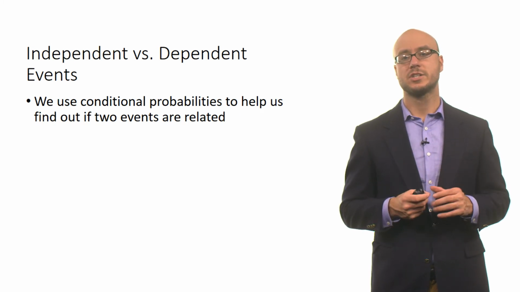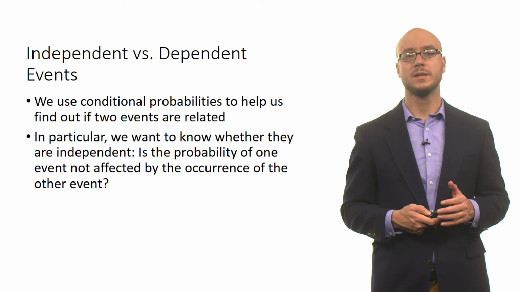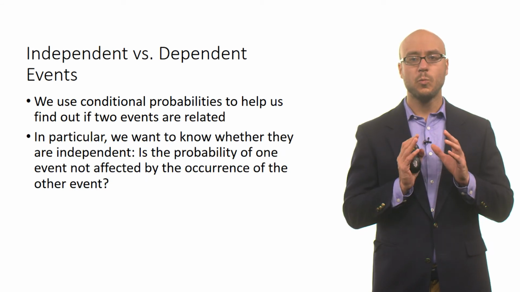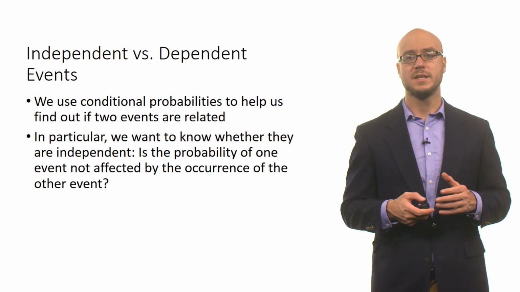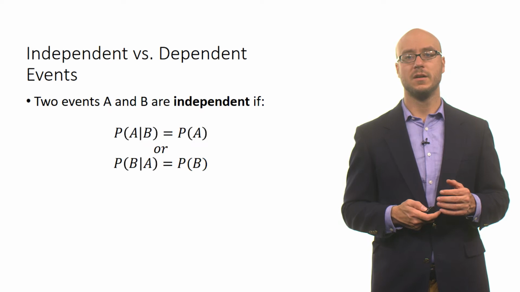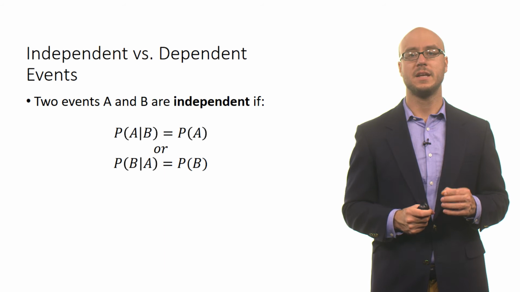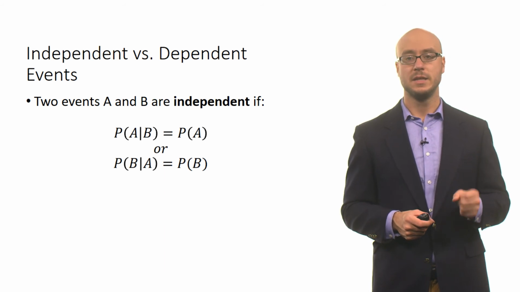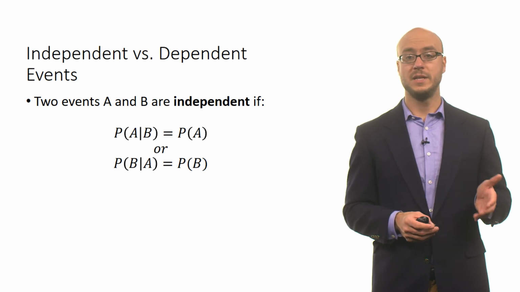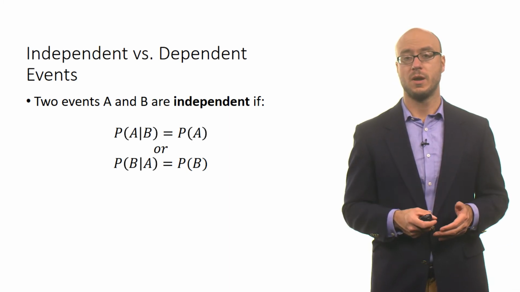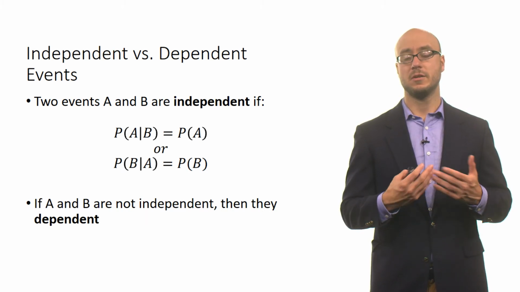This idea of conditional probabilities can help us understand if two events, A and B, are related. When you think this through, you can ask: is the probability of one event affected by the occurrence of another event? We say that two events, A and B, are independent if the probability of A given B equals the unconditional probability of A, or if the probability of B given A equals the unconditional probability of B. If A and B are not independent, then we say they are dependent.